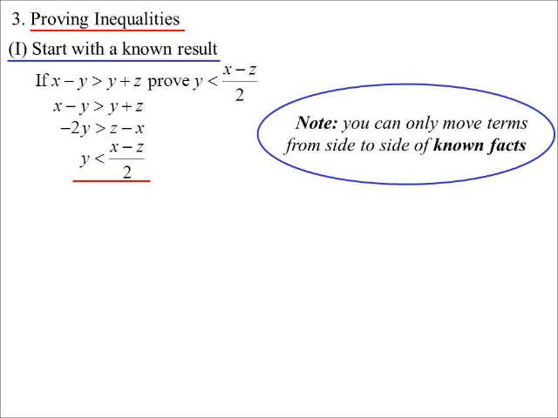I'll divide by negative 2 and I get y is less than (x minus z) on 2. So I started with something I know to be true and just manipulated that result and proved, oh, well, if that's true, then this has got to be true.